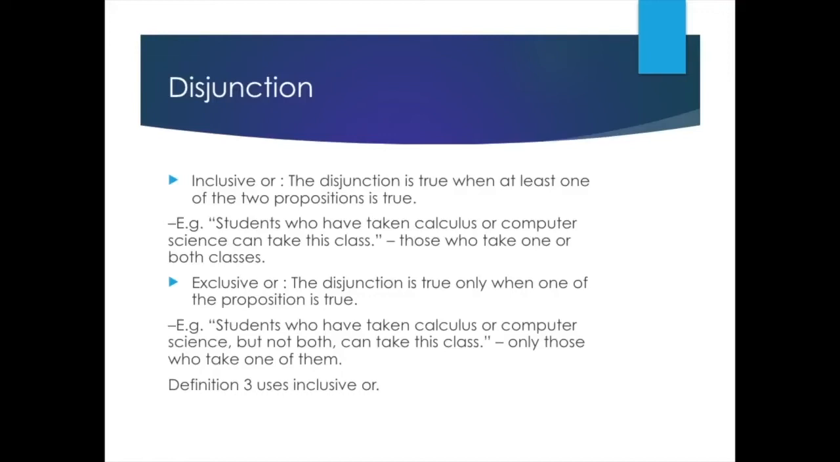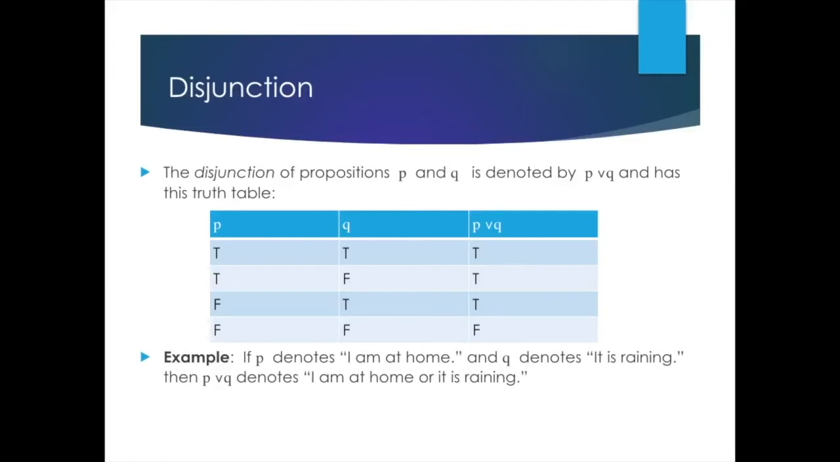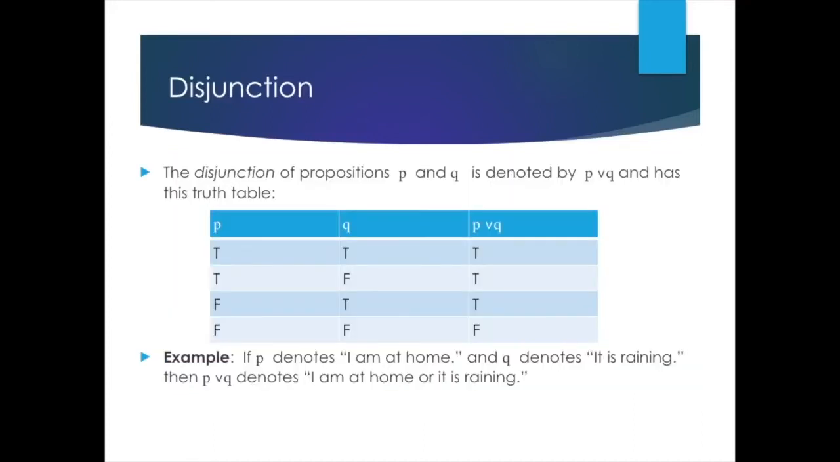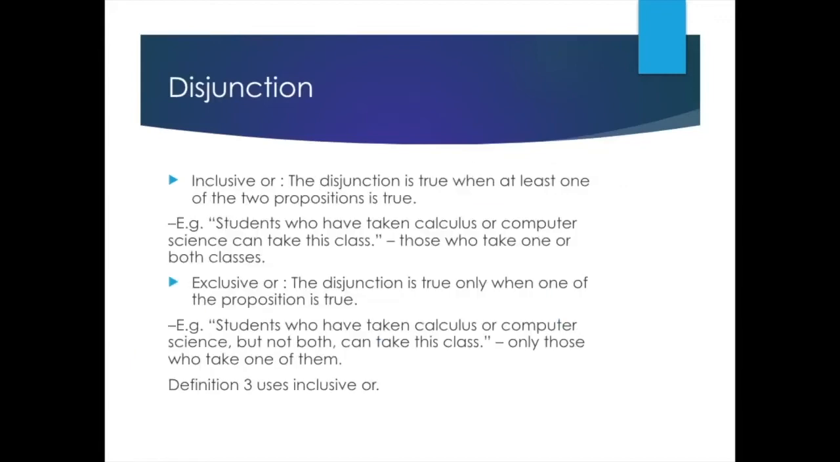And the definition 3 previously used exclusive or, and none of you noticed why I was saying the disjunction P or Q is false when both P and Q are false and is true otherwise. If you look at the truth table here, this is the normal or, and here we are talking about exclusive or, where we need exactly one of the two statements to be true.